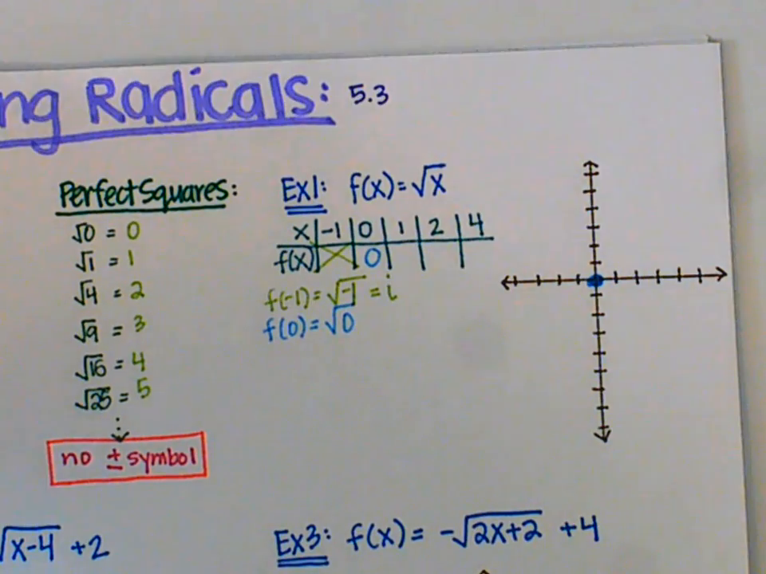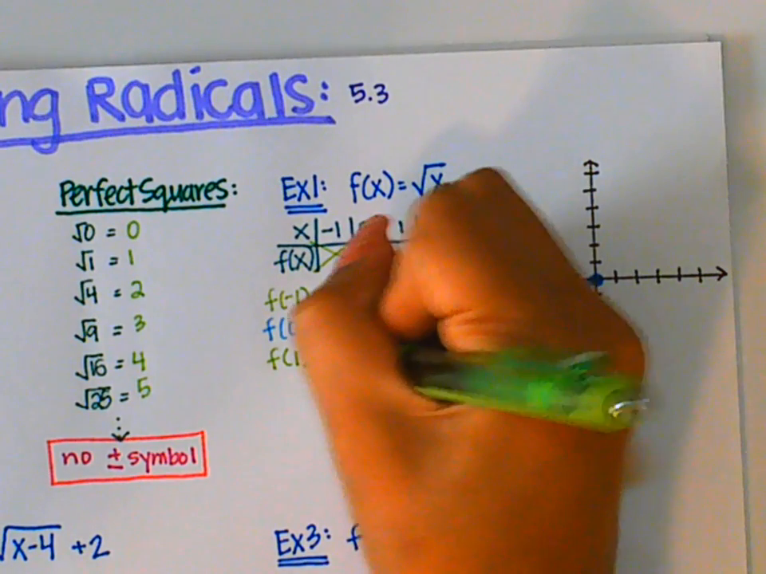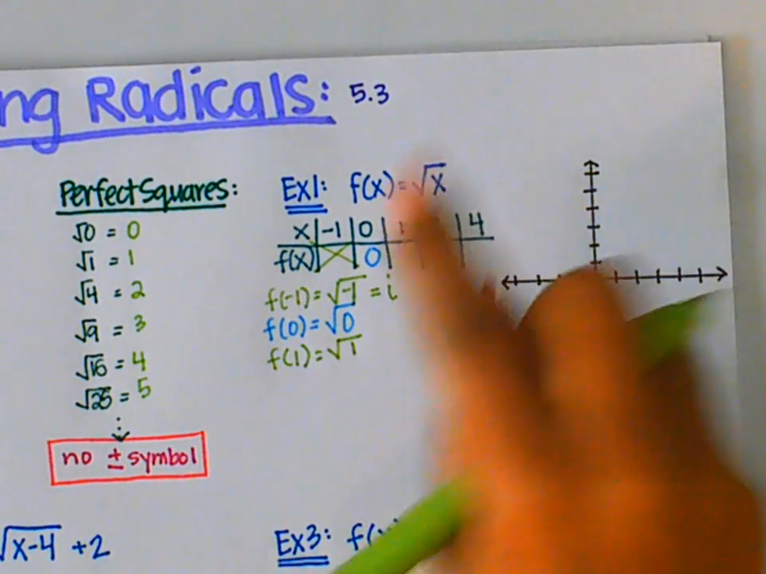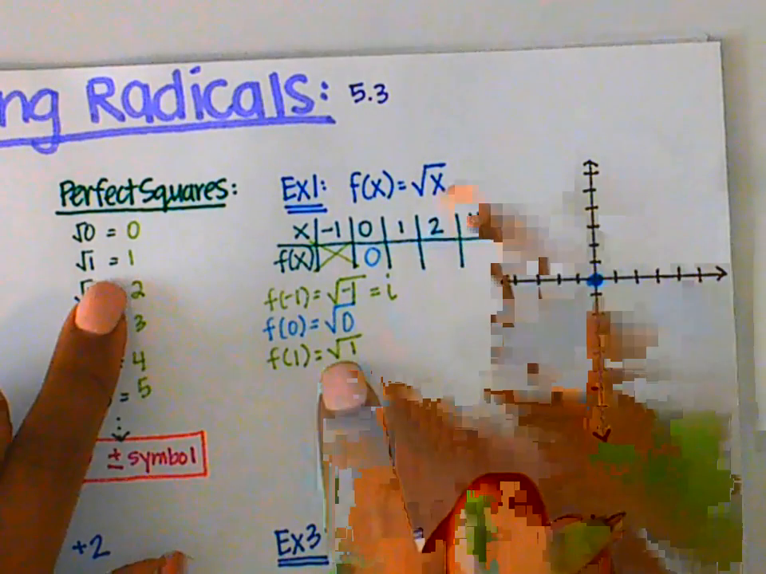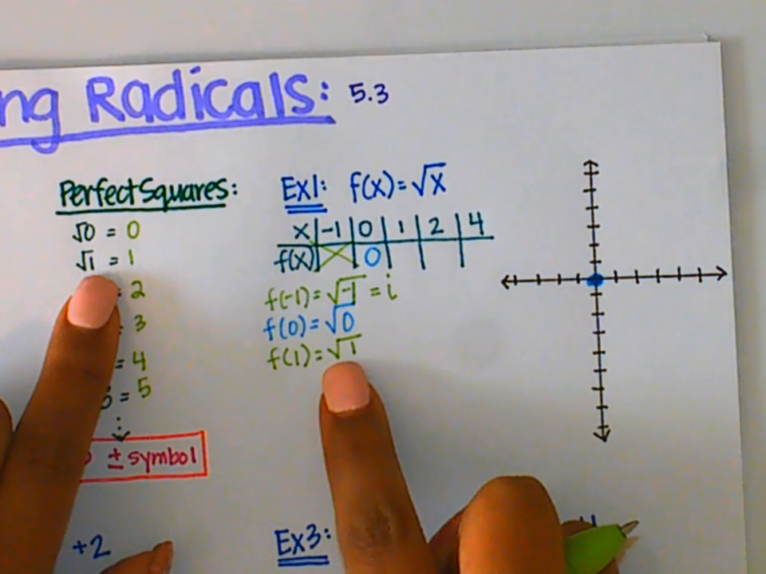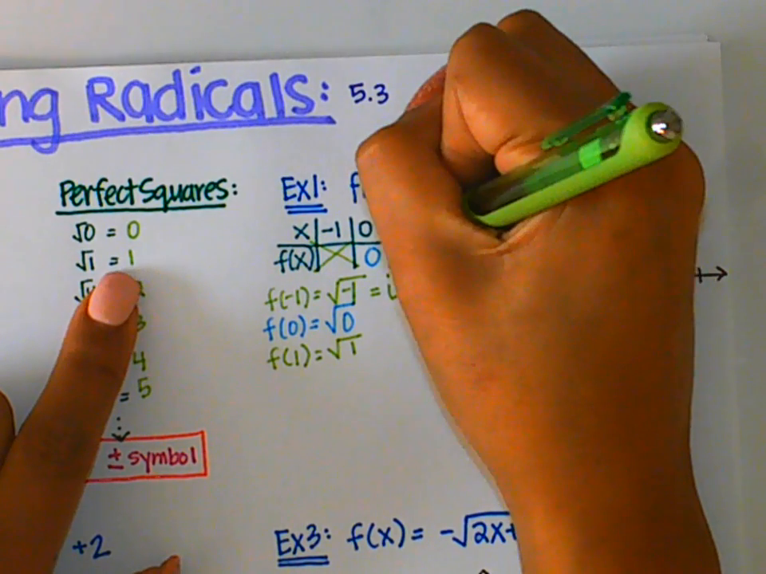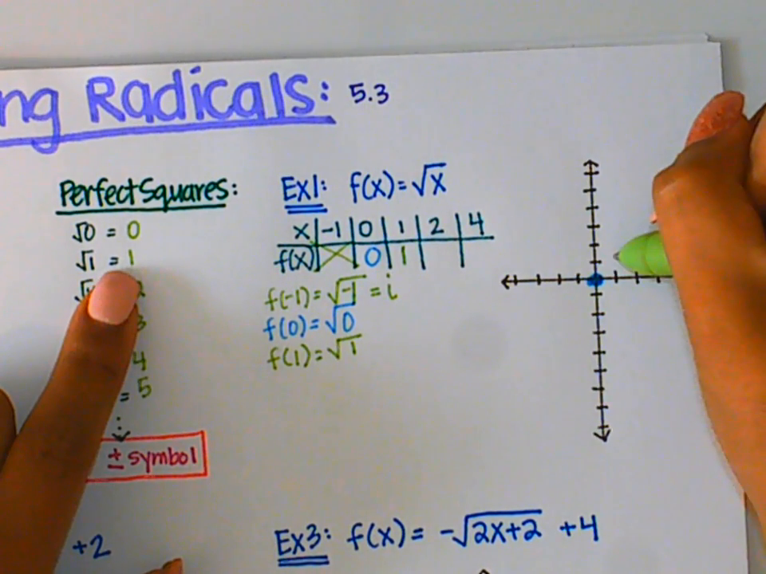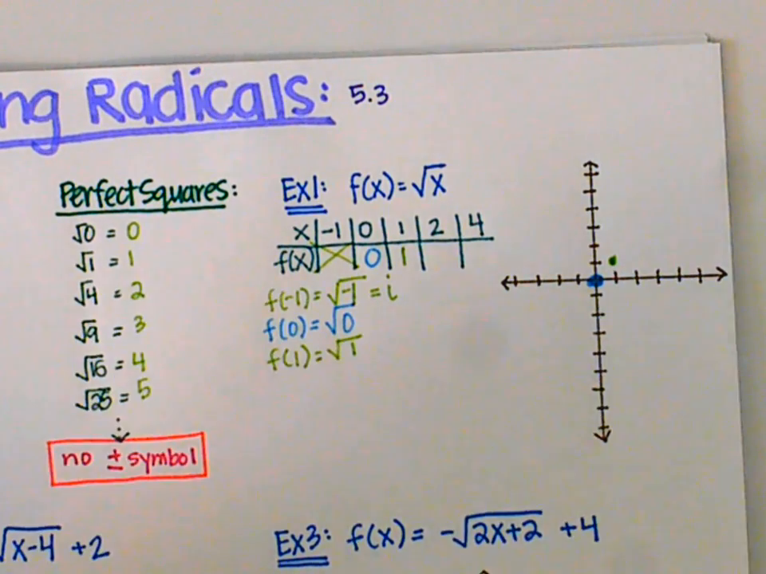I'm going to go back to green. I'm going to say f of 1 is the square root of 1. So I plugged in this value into this equation. Now I notice, again, I have a perfect square, and I know that the square root of 1 is equal to 1. So I'm just going to put that right here, and that point is there. Now I'm going to move on to 2.